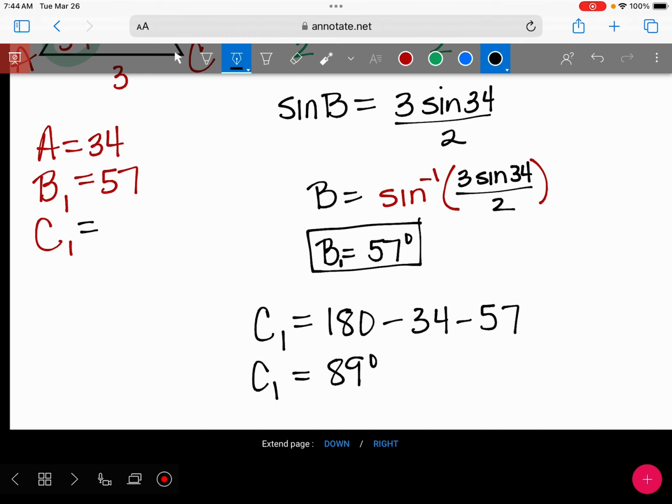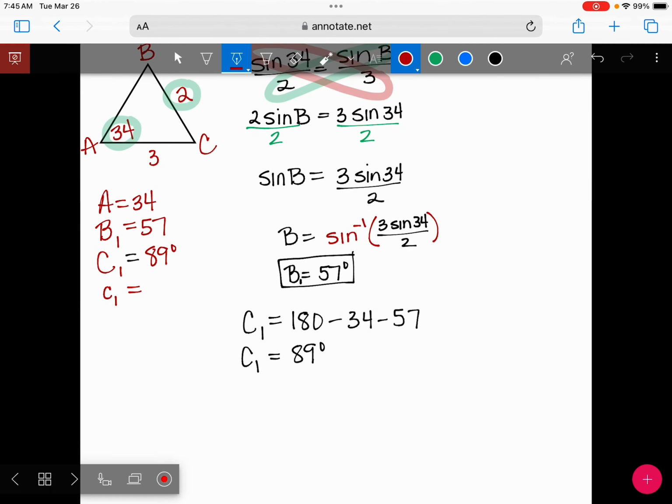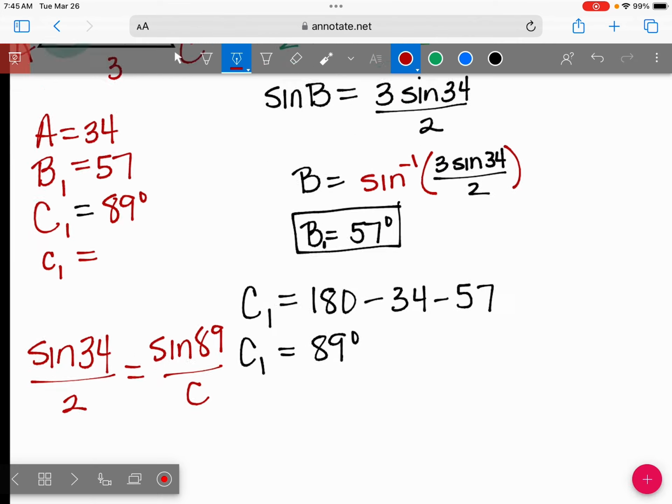All right, so now the last thing we need to find for this first triangle scenario is what? What don't we know? What side don't we know? C. So we've got to find little c1. Okay, so let's find that. In order to find little c, I'm going to use my sine of 34 over 2, and set that equal to the sine of C, which we figured out was 89, over c.